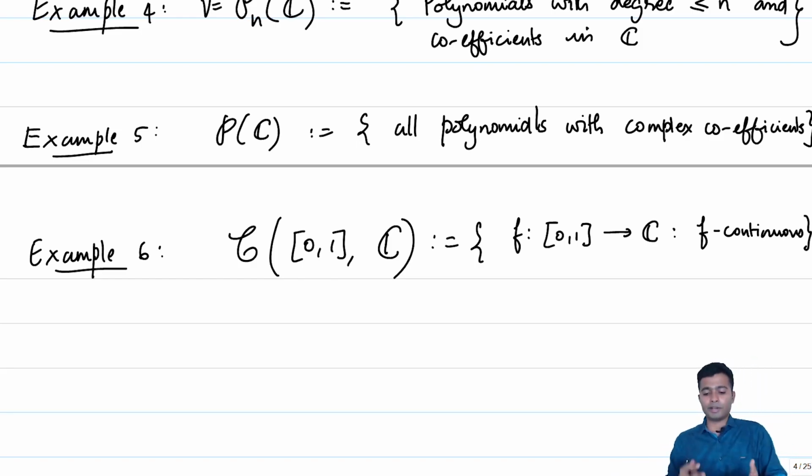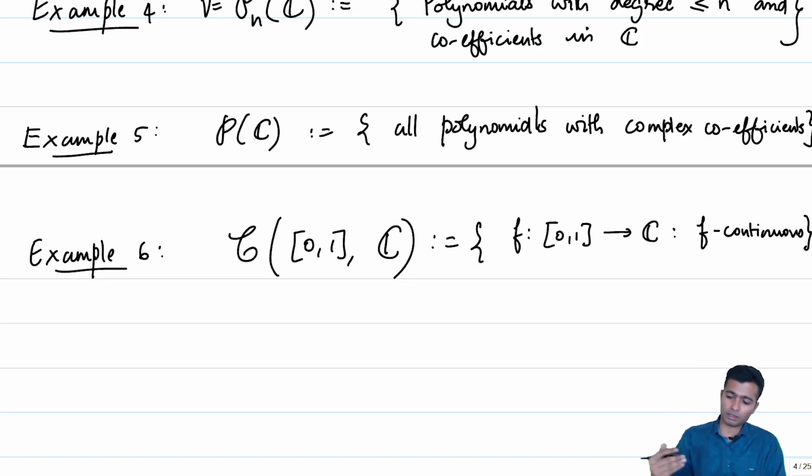How is the addition defined? Again, it will be defined pointwise. f plus g at a point x will be f of x plus g of x. Now notice that f of x is a complex number, g of x is also a complex number. We can add two complex numbers and get back a complex number. And therefore, f plus g will now be a function from [0, 1] into C.